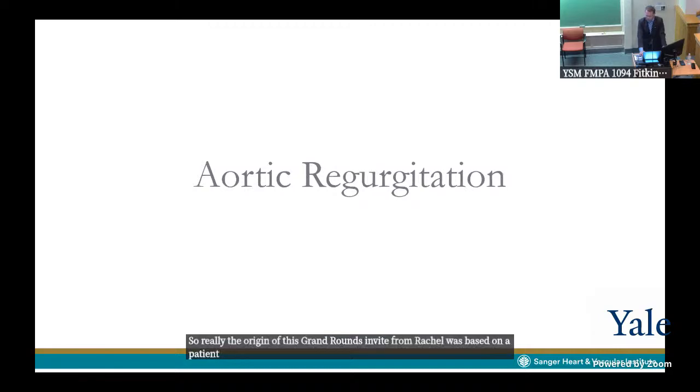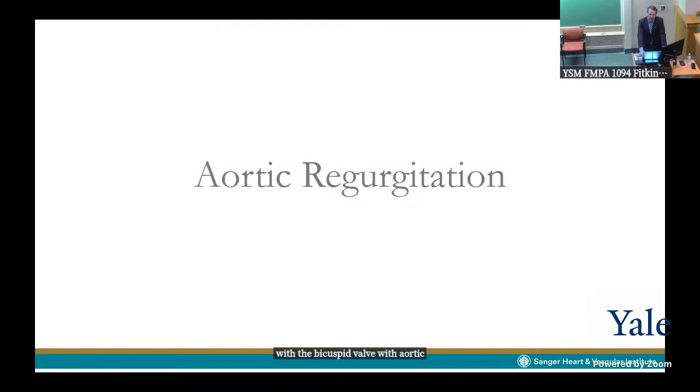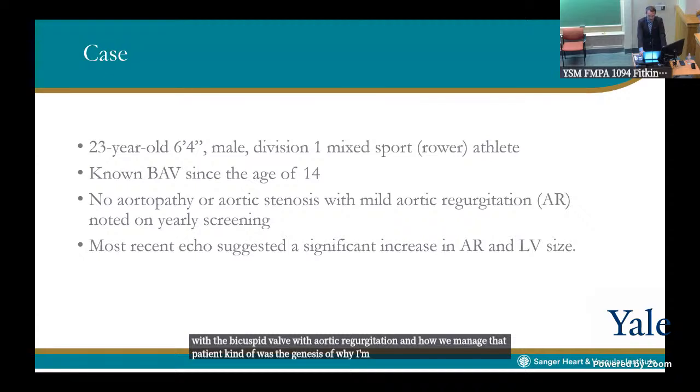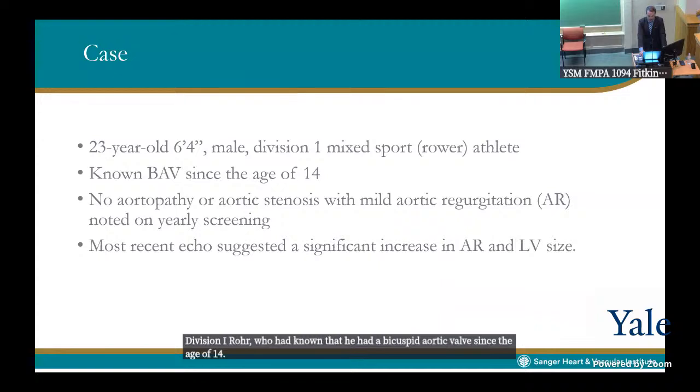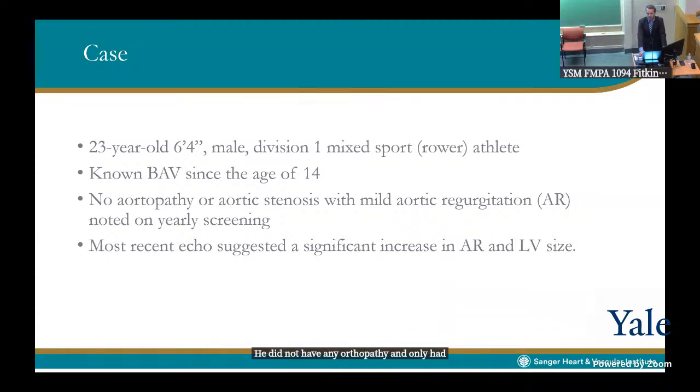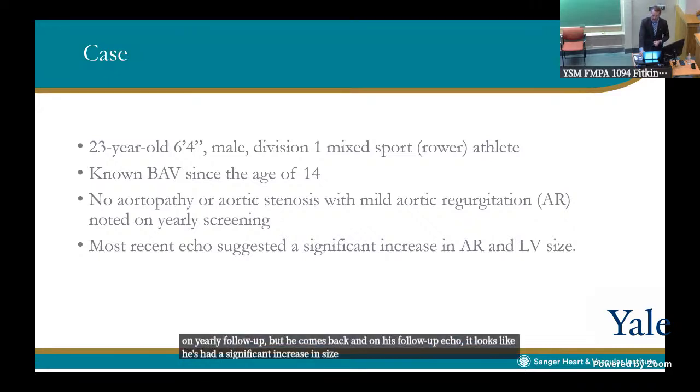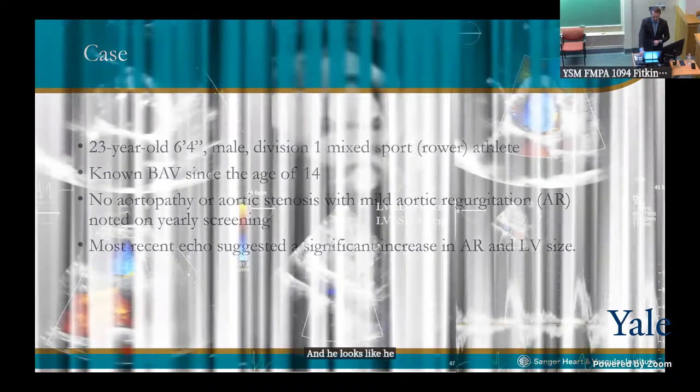There was a patient that we shared with a bicuspid valve with aortic regurgitation. And how we manage that patient kind of was the genesis of why I'm here today. This was a 23-year-old, 6'4", Division I rower who had known that he had a bicuspid aortic valve since the age of 14. He did not have any aortopathy and only had mild aortic regurgitation on yearly follow-up, but he comes back and on his follow-up echo, it looks like he's had a significant increase in size of the LV, and he looks like he now has significant aortic regurgitation.